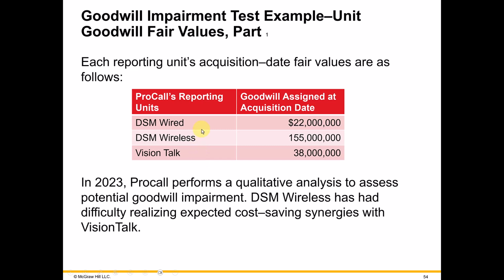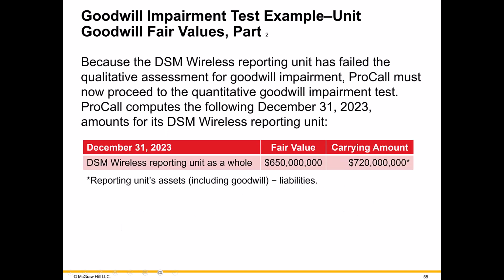And now, every time we need to prepare a consolidated financial statement, we need to analyze whether there's an impairment of goodwill by each of these reporting units. We have an indication here that the wireless reporting unit is not doing well. Here is the book value, the carrying value of wireless that includes the goodwill asset. And here is how much we think it may be worth in fair value.